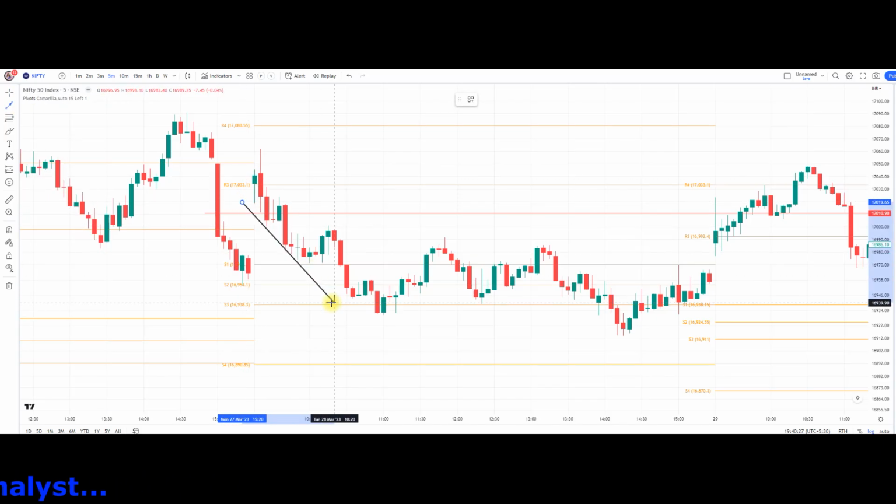So in order to get double confirmation, if you are using EMAs, you can also use the EMA for the double confirmation.